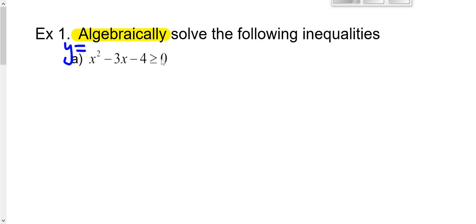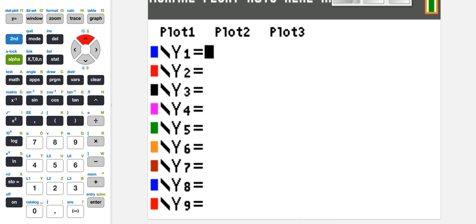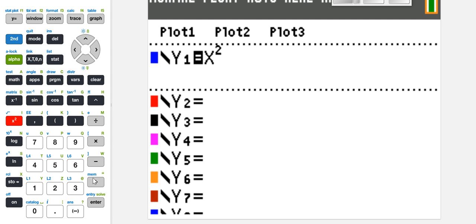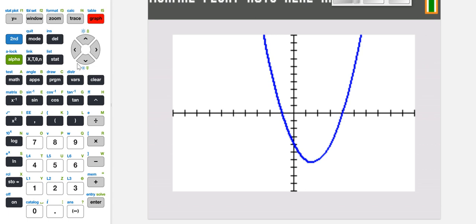So now let's graph this to see what happens first. So this is a graphical approach. We want y equals x squared minus 3x minus 4. Okay, and then graph it. If you want to find out the exact value of the x-intercepts, you go ahead by using second trace, blah, blah, blah. But this time I'm going to eyeball that. So 1, 2, 3, 4. 4 and 0, negative 1 and 0.